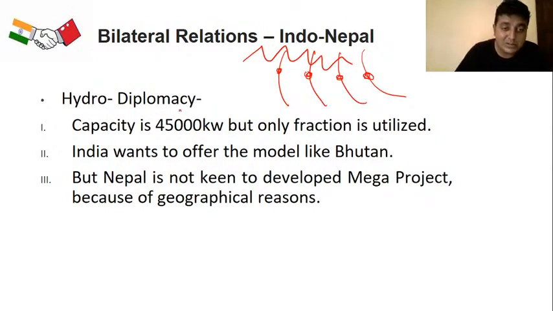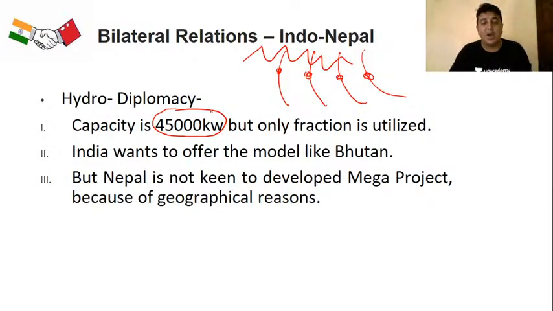Right now, Nepal has the capacity to produce around 45,000 kilowatt electricity, but only a fraction is used. And why is it so? I told you the reason. First is the economic aspect. India offered Nepal to build the same model as Bhutan. In Bhutan, what is India doing? India builds the dam, and India purchases the energy from Bhutan, but at a low rate, because we develop it. So we offered them that, but Nepal is not keen to develop it because of geographical reasons.